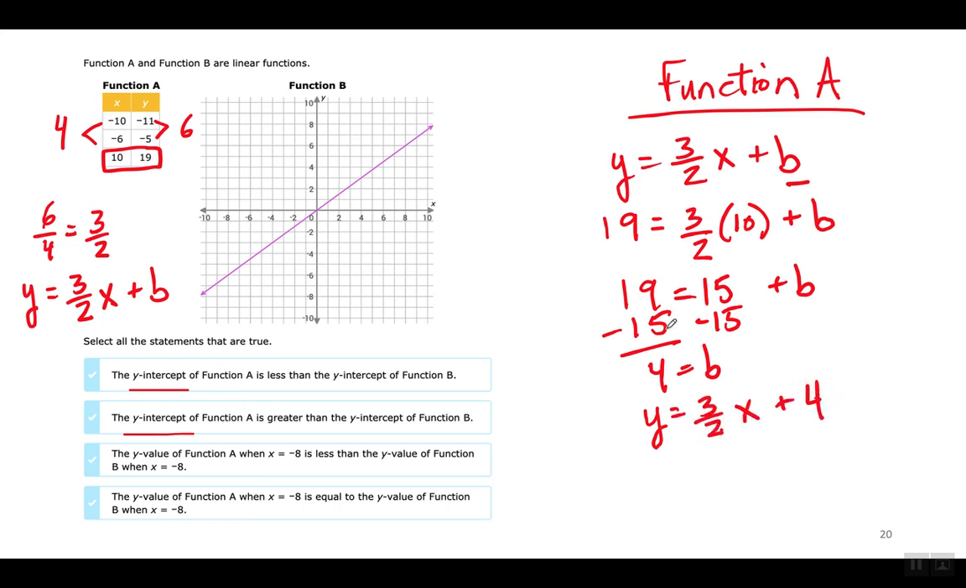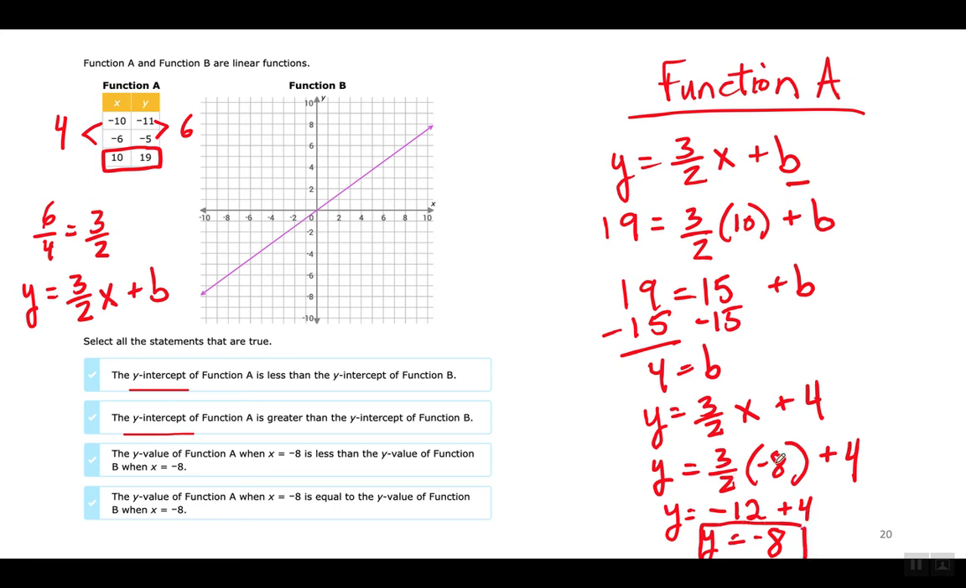And now, if they want to know the y value when x equals negative 8, let me plug in negative 8. Para saber el valor de y cuando x es igual a negativo 8, voy a sustituir negativo 8. So 3 over 2 times negative 8 plus 4. Negative 8 divided by 2 is negative 4. Negative 4 times 3 is negative 12. Negative 12 plus 4, y is going to equal negative 8. Ok, negativo 8 dividido por 2 me da negativo 4. Negativo 4 por 3, negativo 12. Y negativo 12 más 4, negativo 8.